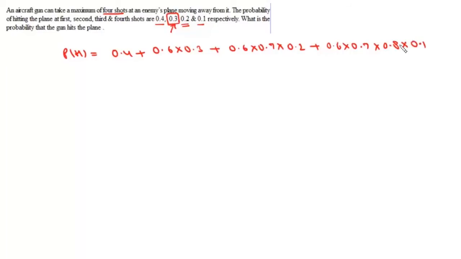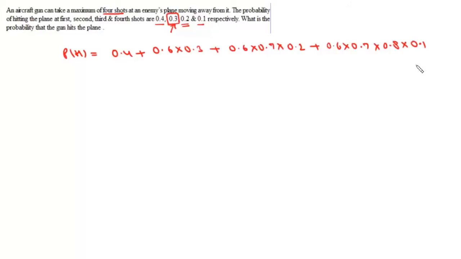Now, the target can be hit on the first shot. In that case, this probability will be simply 0.4 plus. Now, suppose first shot is missed. Now, in this case, this probability will be simply 0.6 into this probability when the target is shot at the second attempt. So, it will be simply 0.3 plus. Now, first two attempts, they fail. So, it will be 0.6 into 0.7 and it is hit in the third shot and there will be 0.2. And this fourth case, when the first three shots are missed, so it will be 0.6 into 0.7 into 0.8 and then it is hit by this fourth shot.